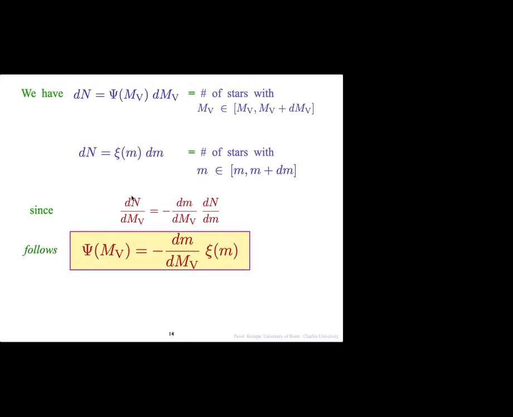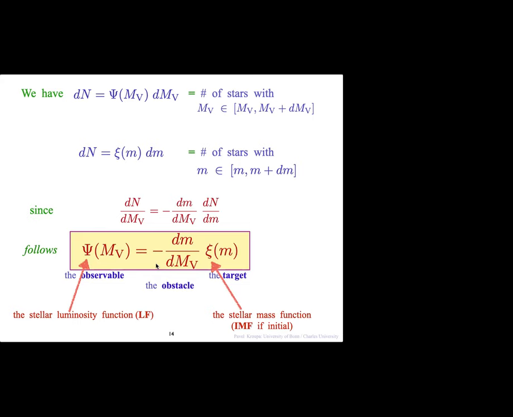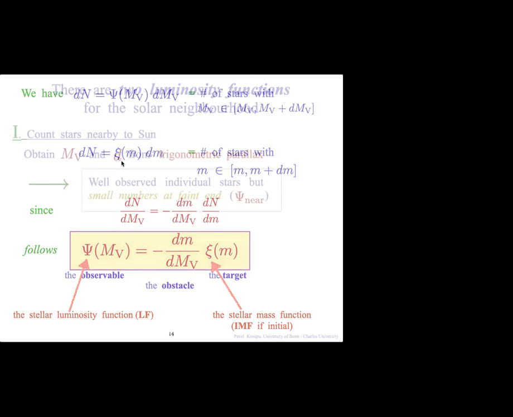So you can see that we have the luminosity function as defined up here, dN/dM_V. That's this one down here, and then we have the mass function as defined here. That's this part here, and then in between we have this function here. So this is what we want to obtain. This is what we can obtain from the sky by direct observation. And then this is an obstacle. This function in between is just the slope, the derivative of the stellar mass-luminosity relation, and that's a serious problem.